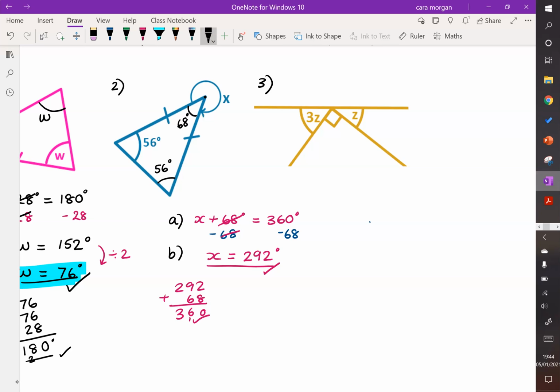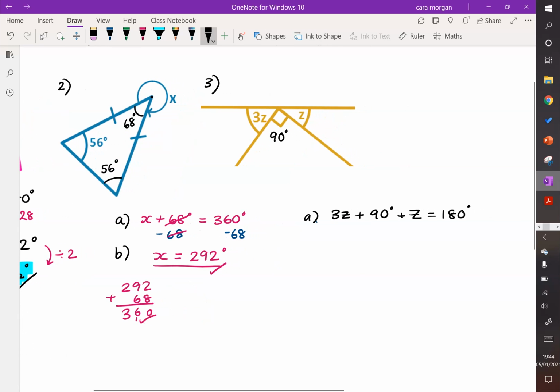Now I notice that all of the angles at a point on a straight line add up to 180 degrees. I've got 3 z's. I've got a 90 degrees in the middle. And I've also got another z. And that must make 180 degrees in total. So if I wanted to, I could leave my equation like that. Or if I collected the z's together, I've got 4 z's, add 90 degrees, make 180 degrees.